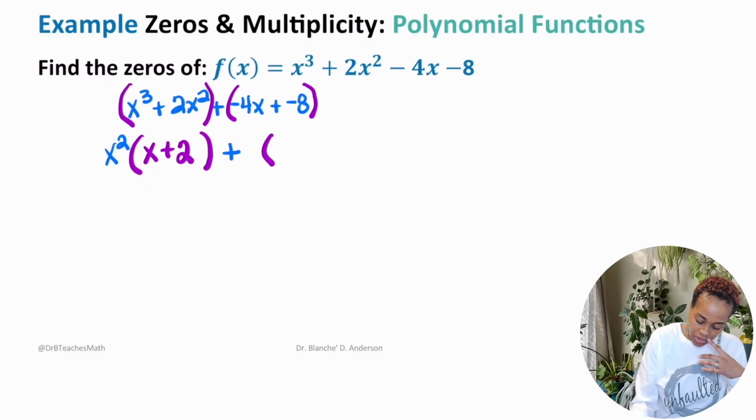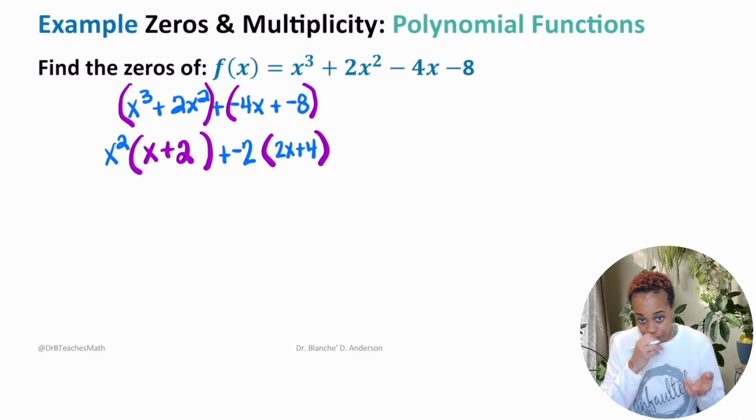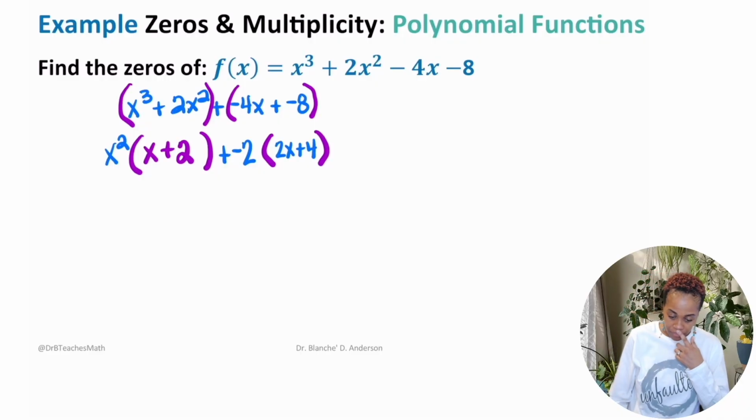When I factor on this side, what can I factor out? Well, we have minus 4 and we have minus 8. The common factor between minus 4 and minus 8 is going to be a minus 2, right? So this is going to be a plus minus 2, and this is going to be 2x plus 4. Let's check our math. A minus 2 times a 2x gives me a minus 4x. That's good. And a minus 2 times 4 gives me a minus 8. Y'all see that?